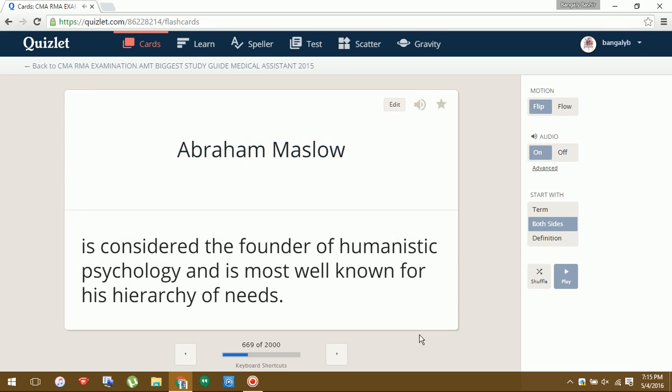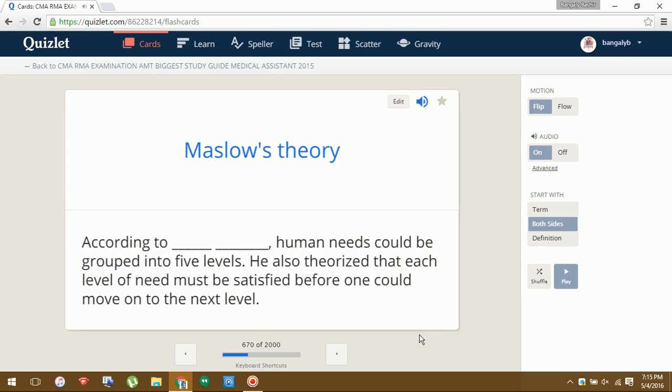Abraham Maslow is considered the founder of humanistic psychology and is most well known for his hierarchy of needs. Maslow's theory: according to him, human needs could be grouped into 5 levels. He also theorized that each level of need must be satisfied before one could move on to the next level.